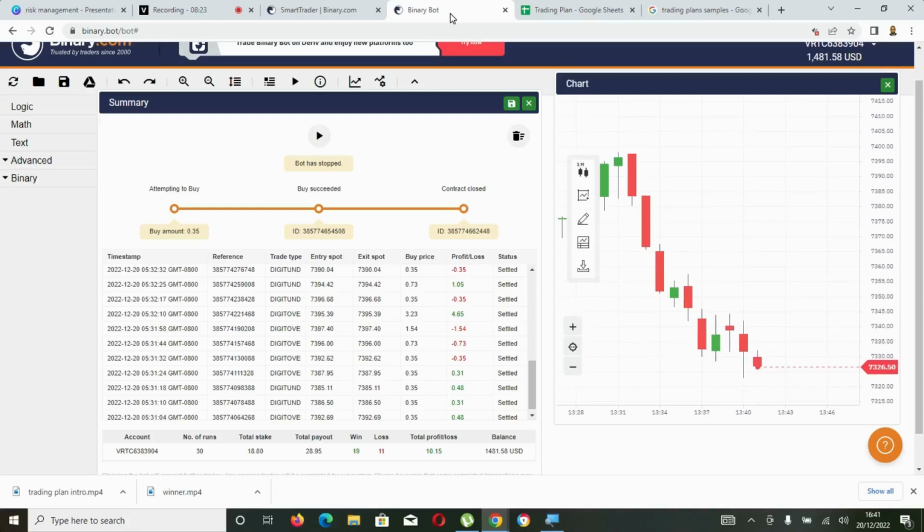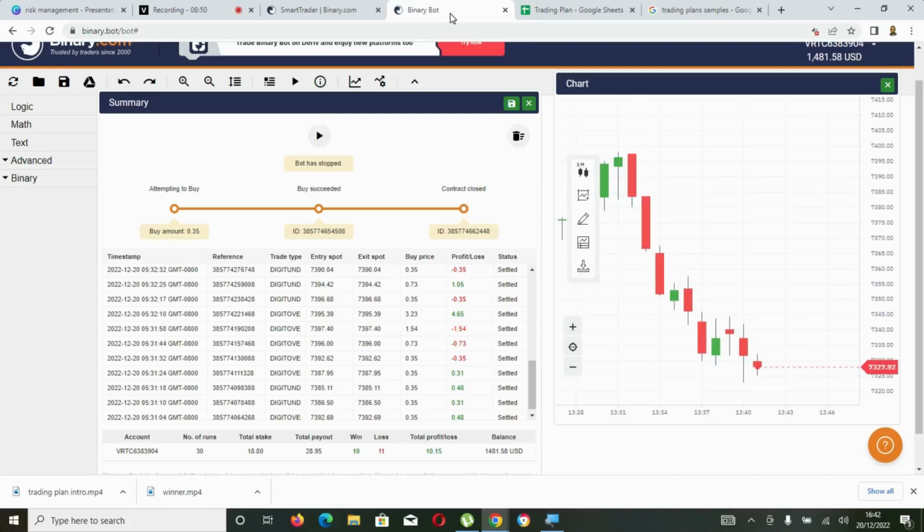Scenario number two, if I see it has immediately lost, for example, we have 1, 2, 3, 4, 5 losses, and the bot recovers immediately, then I will exit the trade because there is a high likelihood that after it gains that, it will continue to lose. Okay, so those are the scenarios that I will look into to exit a trade.